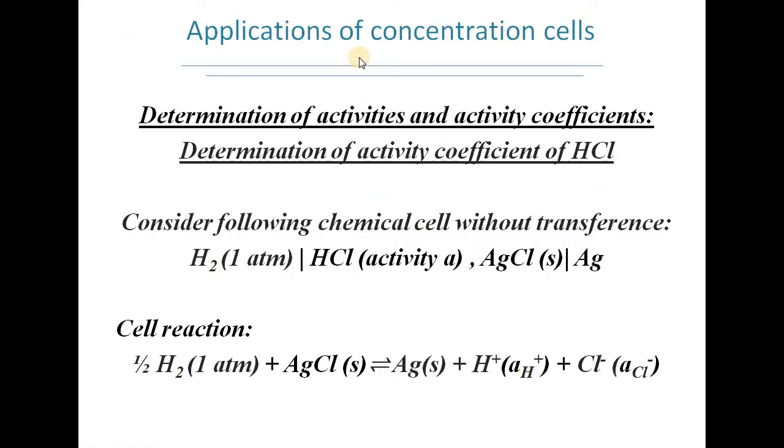Now next one is, what are the various applications of concentration cells? The first one is determination of activities and activity coefficients. We have already gone through this, that we can replace the activity by the product of molality and activity coefficient. Now considering the example of this cell in which hydrogen at 1 atmosphere is in contact with HCl of activity A, which is further in contact with the silver chloride electrode. This is the cell reaction for this type of cell. In this case we are determining the activity coefficient of HCl.